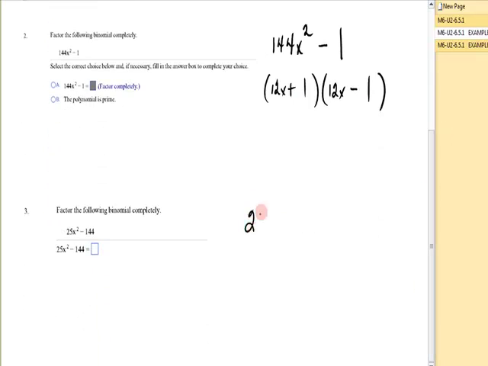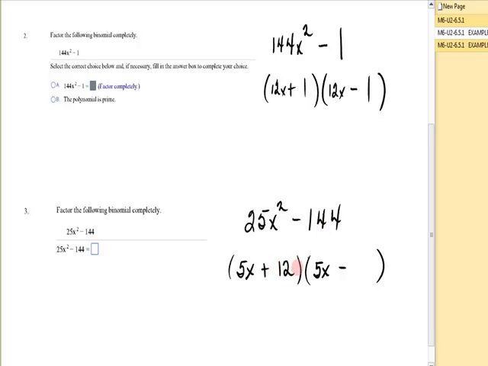Next one, 25x squared minus 144. It is a binomial. It is a difference. Perfect square, perfect square. One plus and one minus. The square root of 25x squared is 5x. 5x times 5x does give me 25x squared. The square root of 144 is 12. Those are my factors.